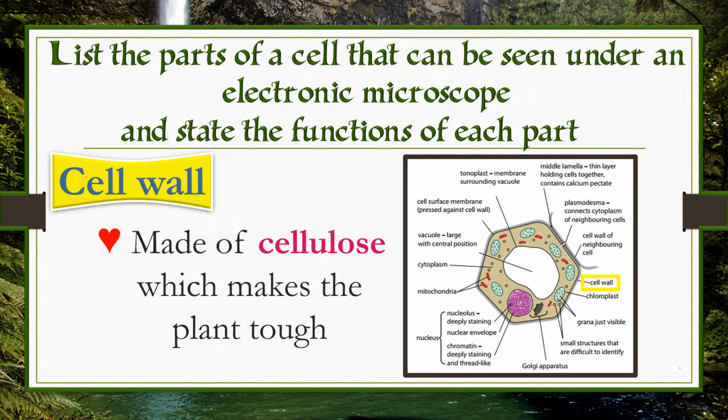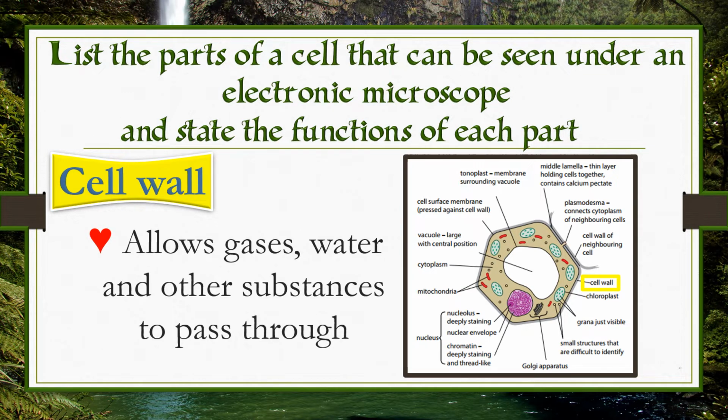The cell wall is made of cellulose, which makes the plant tough. It also allows gases, water, and other substances to pass through.